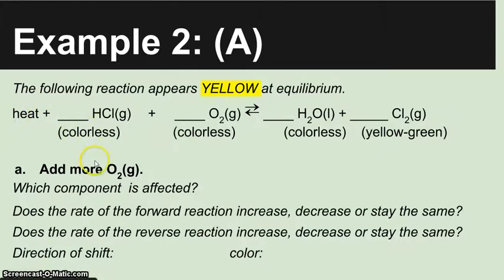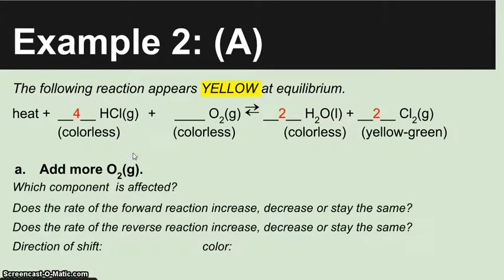Okay, so first of all, let's balance, right? We always balance our reactions. So our reaction here: 4 HCl's, 2 waters, 2 chlorines. Okay, so our disturbance is going to be that we're going to add more oxygen gas.